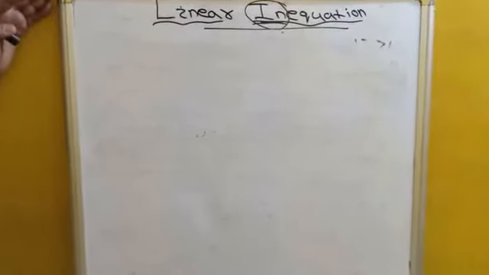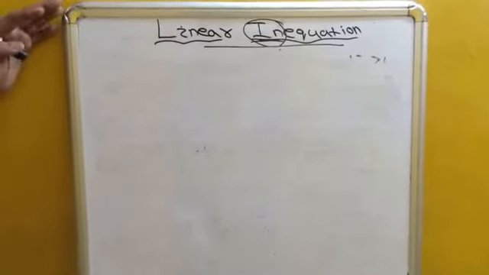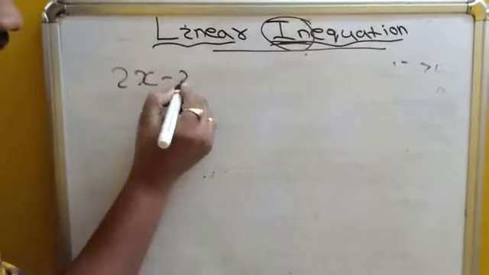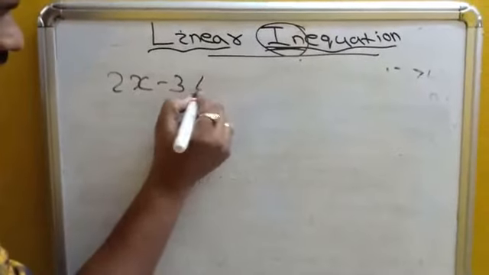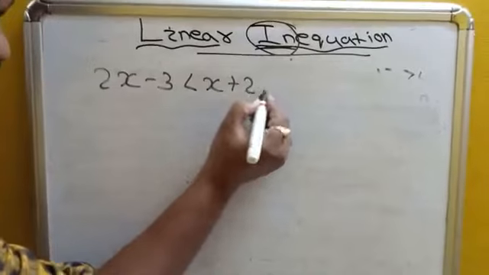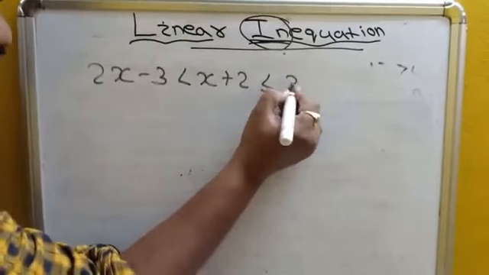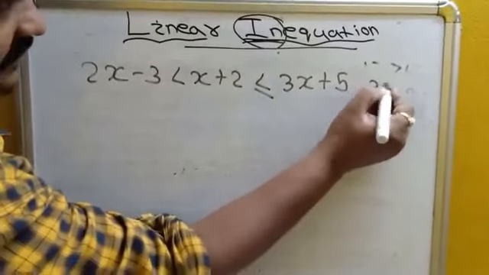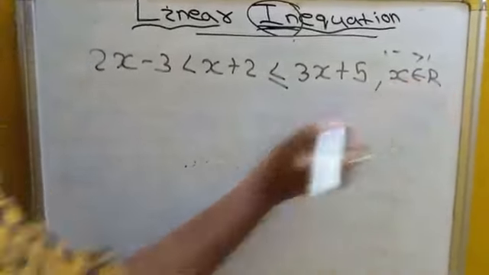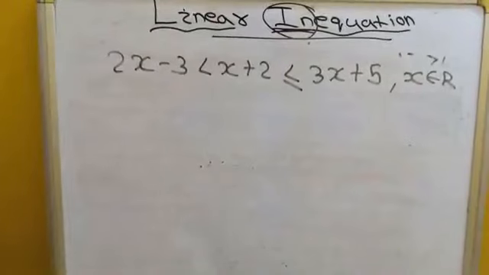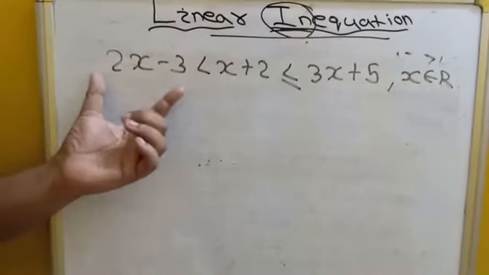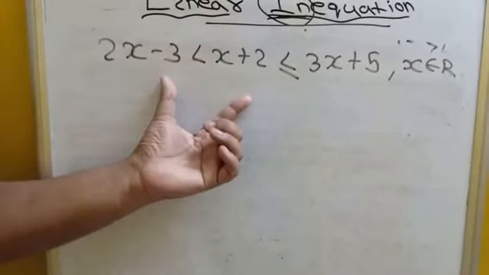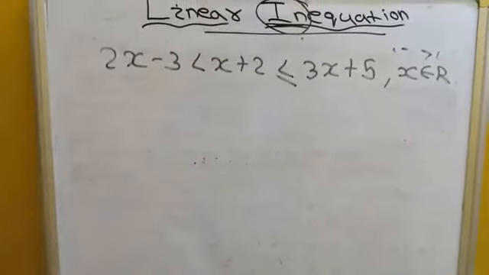Next, we will start another question. The question is 2x minus 3 less than x plus 2 less than or equal to 3x plus 5, and x belongs to R. This is the question given to you, and you have to solve this inequation and write the solution set on the number line.